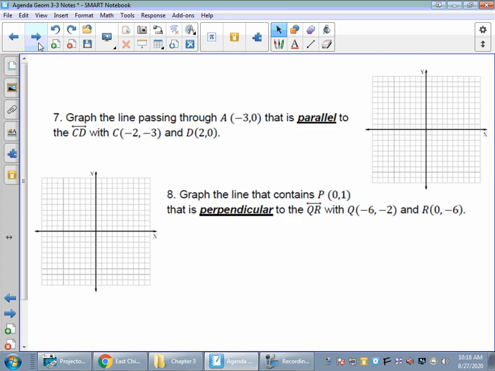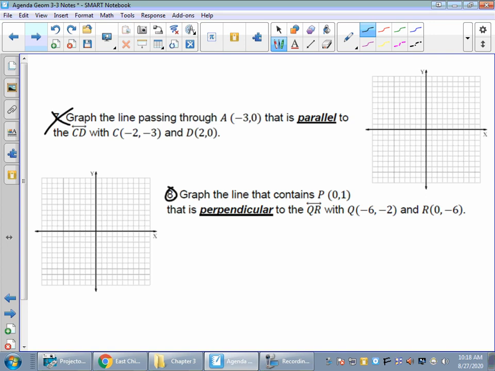All right, let's check this one out. We've got, let's scrap number 7 for right now, and then let's just go ahead with number 8 here. Graph the line that contains the point (0, 1) and is perpendicular to QR with those coordinates. Q has those coordinates and R has the other ones.